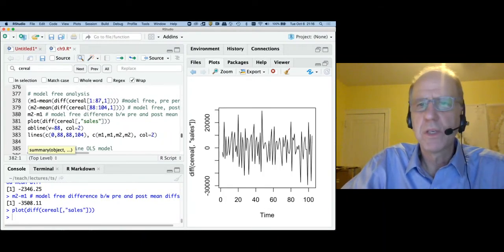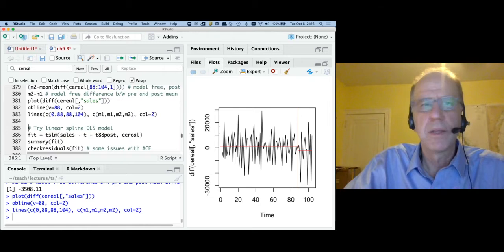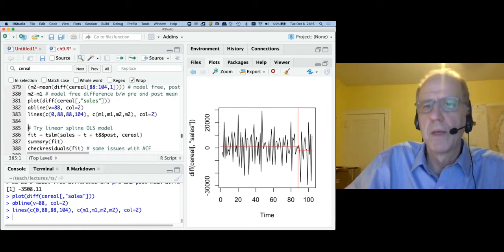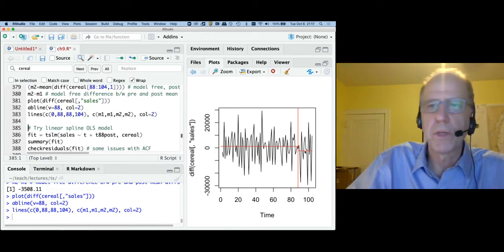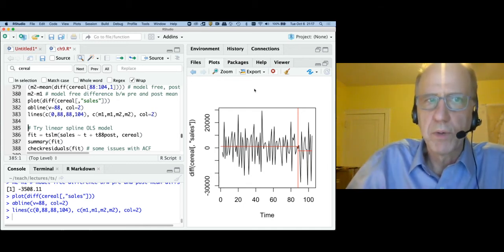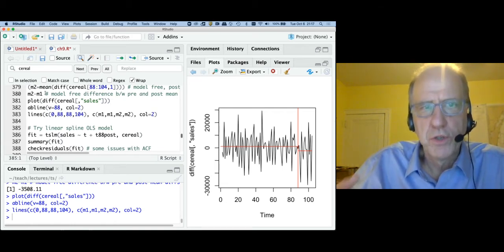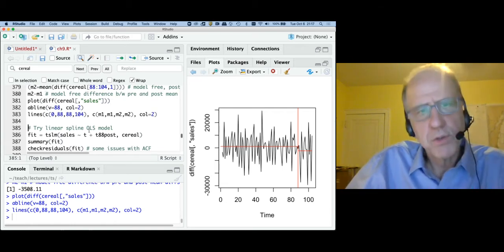I'm going to go make a plot of this. It's hard to really see what's happening with the differences because there's a lot of noise here. Let's go add time of the intervention, and then I'll add the two means. The mean difference was this positive 1161, then after period 88, it dropped to be minus 2346, which are the numbers that we computed up here with simple differences. These numbers should be in the ballpark. Let's go try another approach.